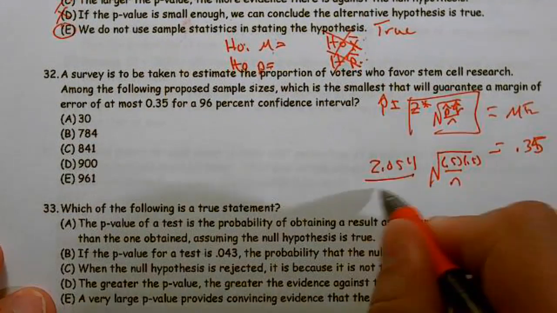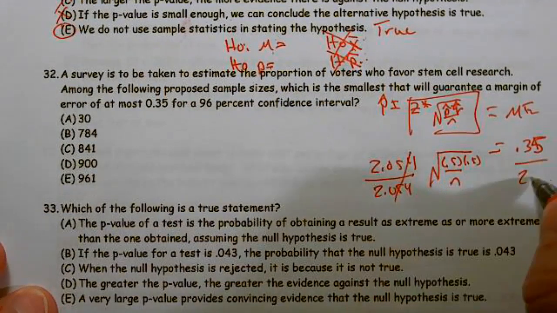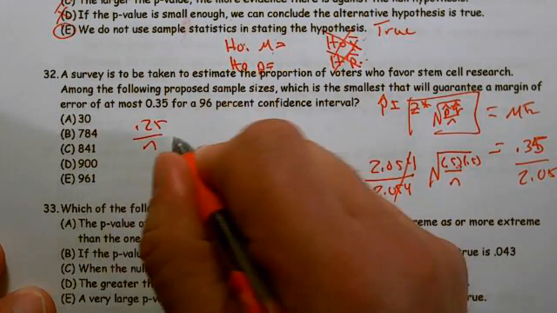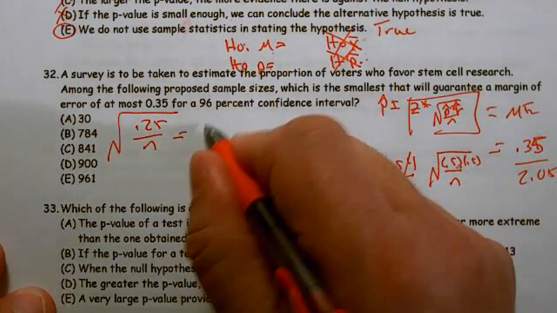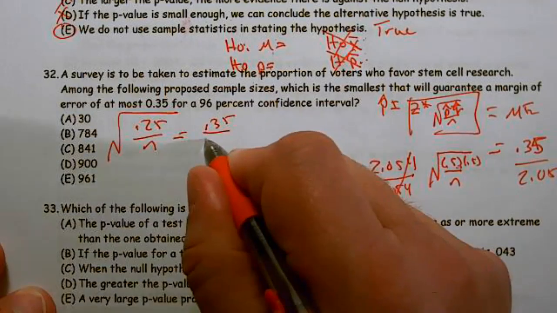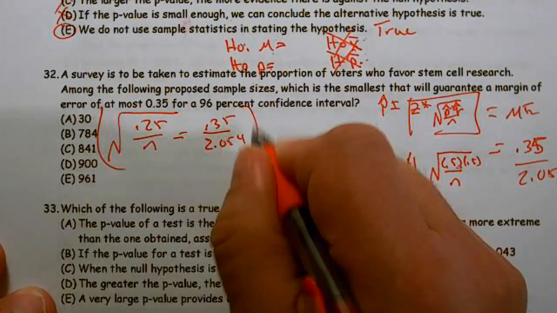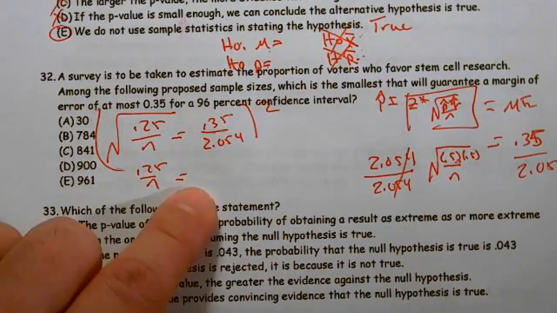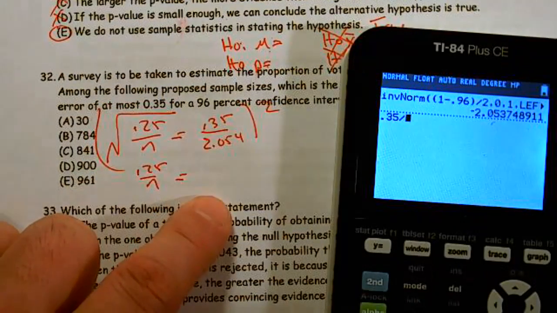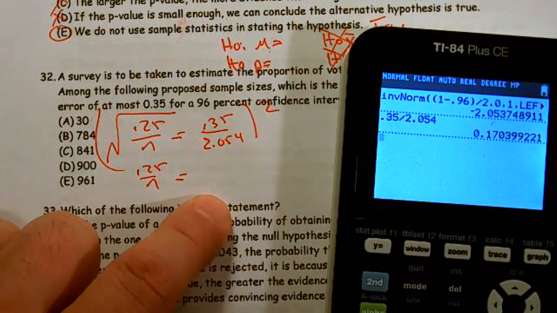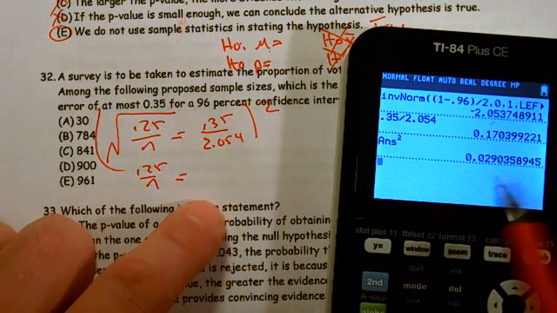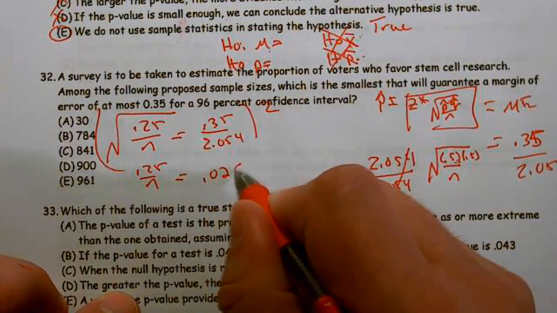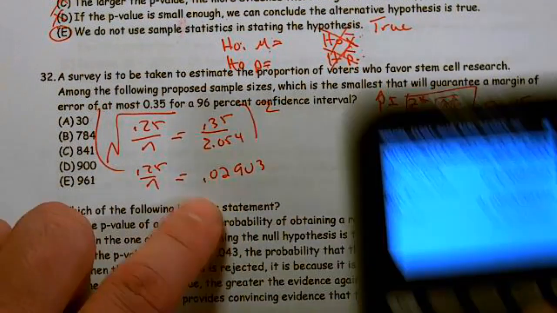I'm going to divide both sides by this, and I'll go ahead and multiply this. So this is going to be 0.25 over n equals 0.35 divided by the 2.054. Square both sides. This gives me 0.25 over n equals some value: 0.35 divided by 2.054, and I'll square that. I end up getting about 0.029, equals 0.02903. Keep all your decimal places.